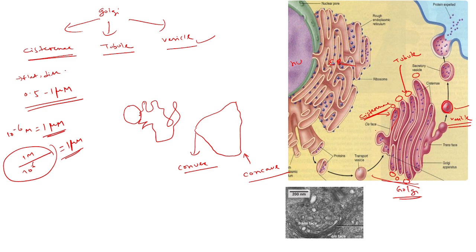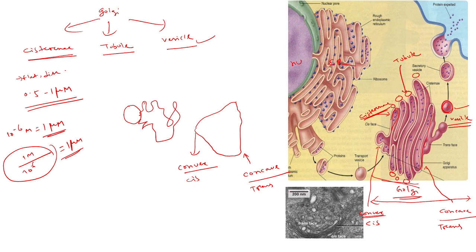So one part is here, this part is called the convex and this part is called the concave. The convex part is also called the cis face, while the concave part is also called the trans face. That means here it is the cis, here it is the trans. This part is called the cis part, and this large structure is called the trans part.